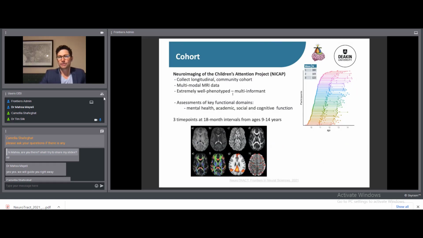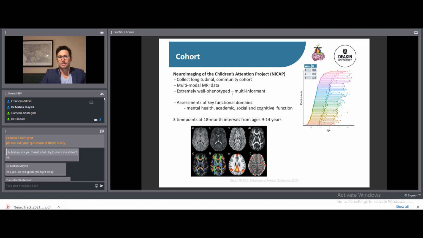So this is the cohort that I'll be presenting on today, the data that we've been collecting. It's called the Neuroimaging of the Children's Attention Project. This was a longitudinal community-based cohort where we conducted multimodal MRI. And along with that, we had extremely well-phenotyped data. So we had information from the child, from their parent, from their teacher, as well as direct assessment with the child. And we assessed a range of key functional outcomes, mental health, academic, social, and cognitive functioning, across 3 time points with 18-month intervals. So we collected them from around the age of 9 through to 14.